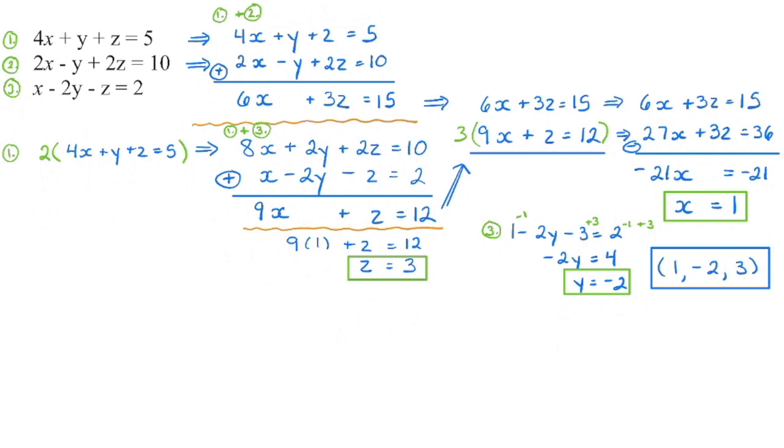So into the first one, if x is 1, we have 4 minus 2 is 2, plus 3 is 5. That verifies. This term, if x is 1, is 2. Now, minus a negative is positive. So we have 2 plus 2 is 4, plus 2 times 3 is 6 is 10. And then we have 1, negative 2 times negative 2 is positive 4. So we have 5 minus 3 is 2. All three verify. We have the solution to our system.